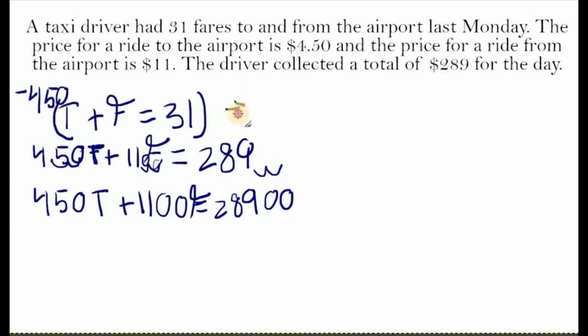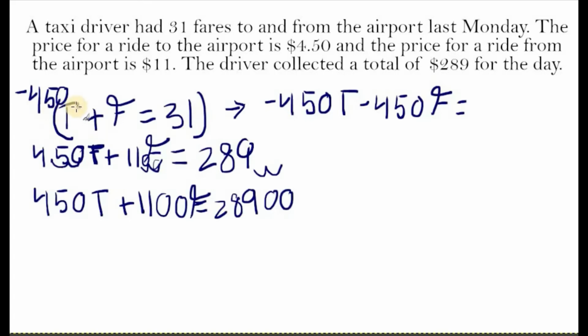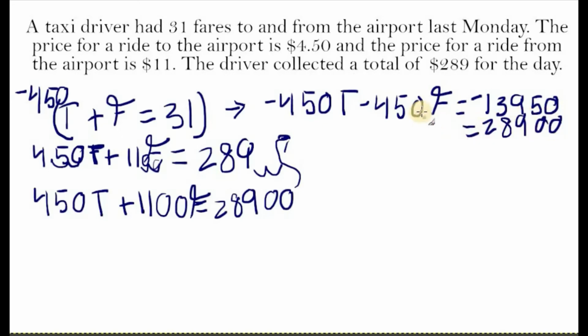So we're going to convert that to negative 450t minus 450f is equal to, and then you're going to take 31 times negative 450, and you'll get negative 13950. And now we're going to carry this equation over here. So write down 28900 equal to 1100f plus 450t.